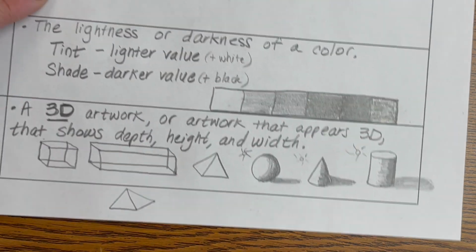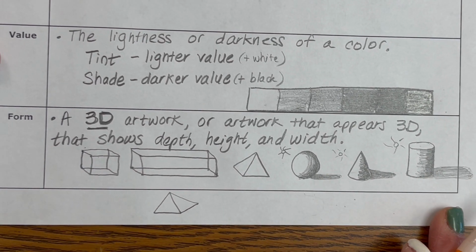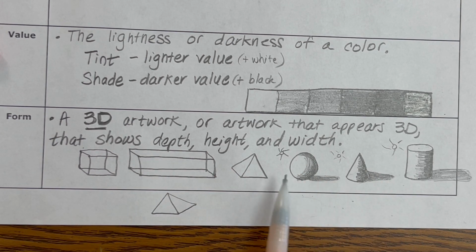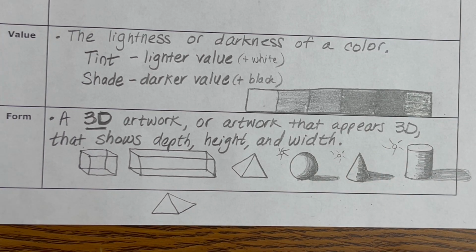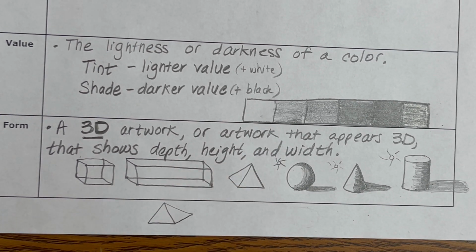And there are some awesome examples of forms. Now remember, it's a 3D artwork or an artwork which appears 3D. So these ones just all appear 3D. They're not actually 3D, right? So if you look around the room and you see actual three-dimensional objects, those are forms, right? That are really three-dimensional.